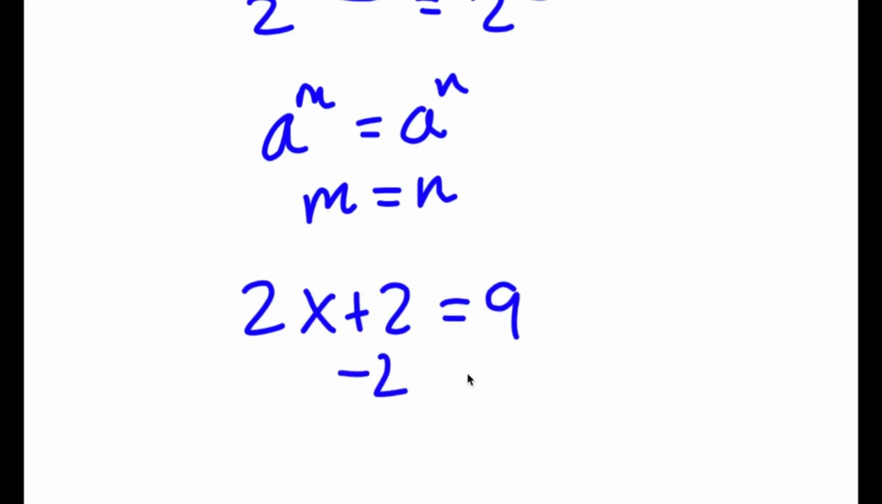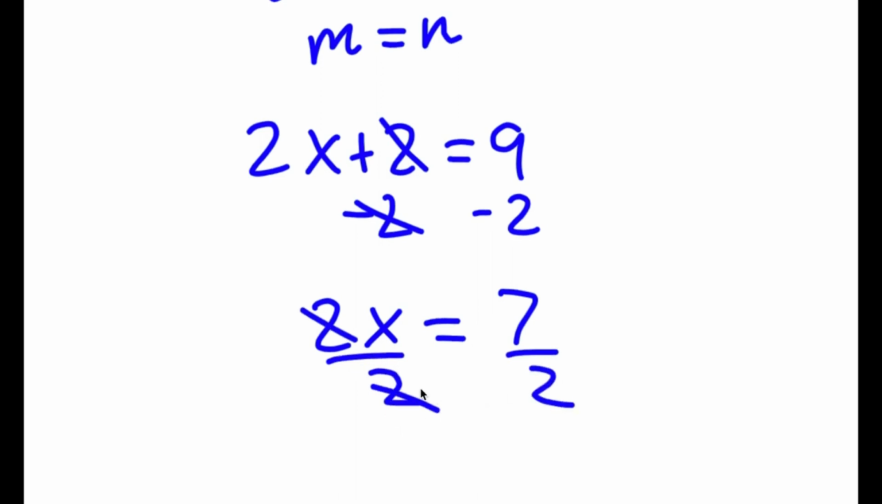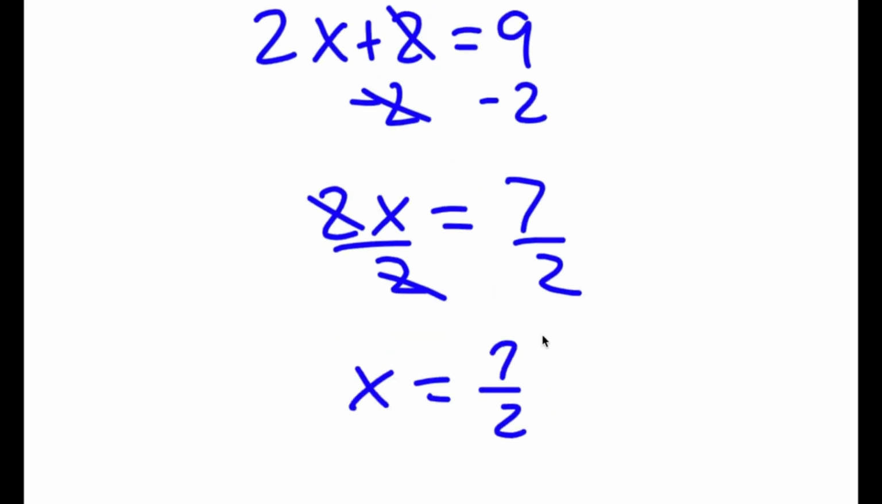So to solve this, I can subtract 2 on both sides. These two cancel out. So I get 2x equals 7. And if I divide both sides by 2, I get x is equal to 7 over 2.